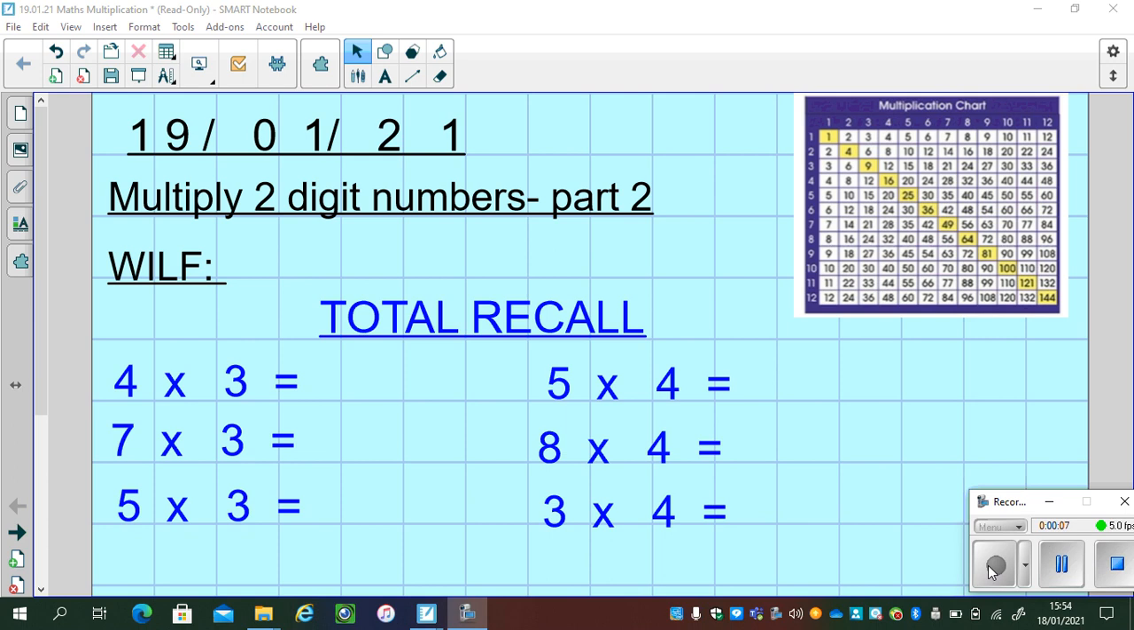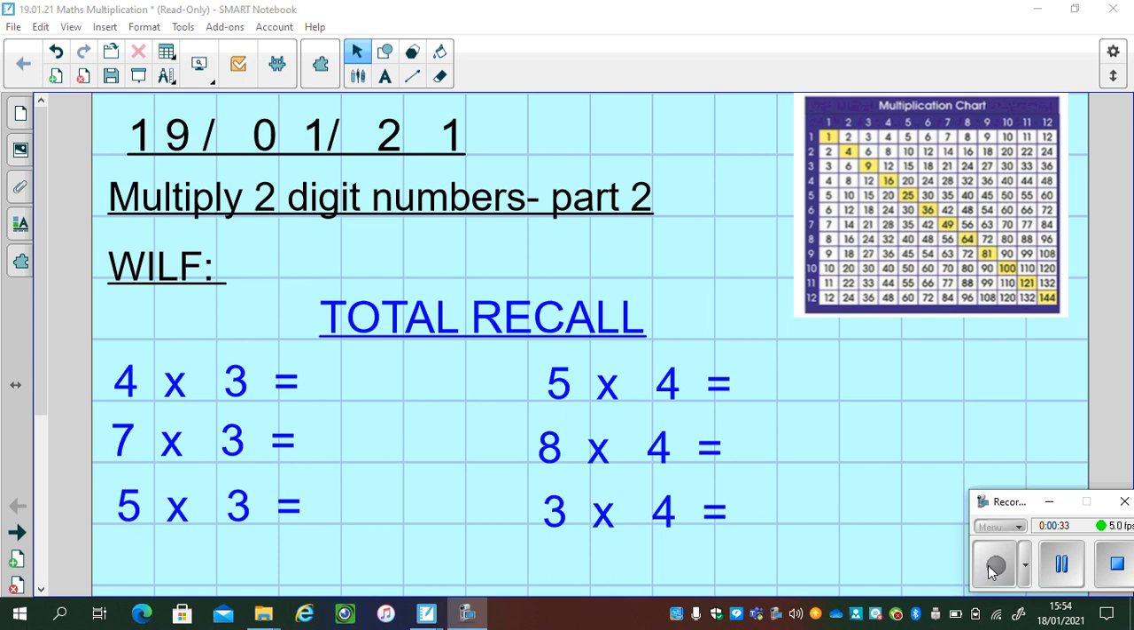We are doing one more day of multiplying two-digit numbers just so that we can get that extra practice in, because some of the feedback from the children in school and from home is that it's been a little tricky. So could you pause the video and copy out today's date, the title and Wilf in the front of your blue maths books. Pause the video to do that and come back when you are ready.